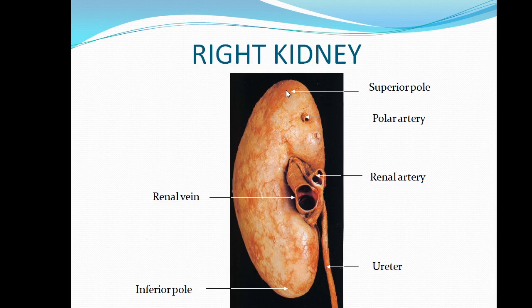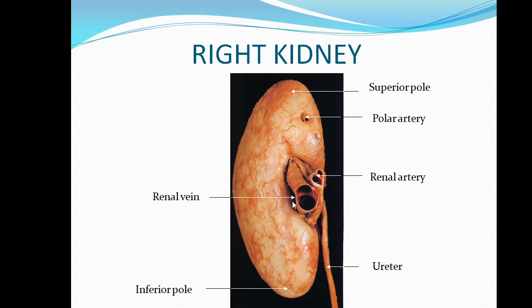Here you can see the right kidney. This right kidney has an upper pole and a lower pole, the inferior pole. Here you can see the outer convex border. This is the lateral border, which is convex. This is the medial border, which is concave, having an indentation, that is the hilum.